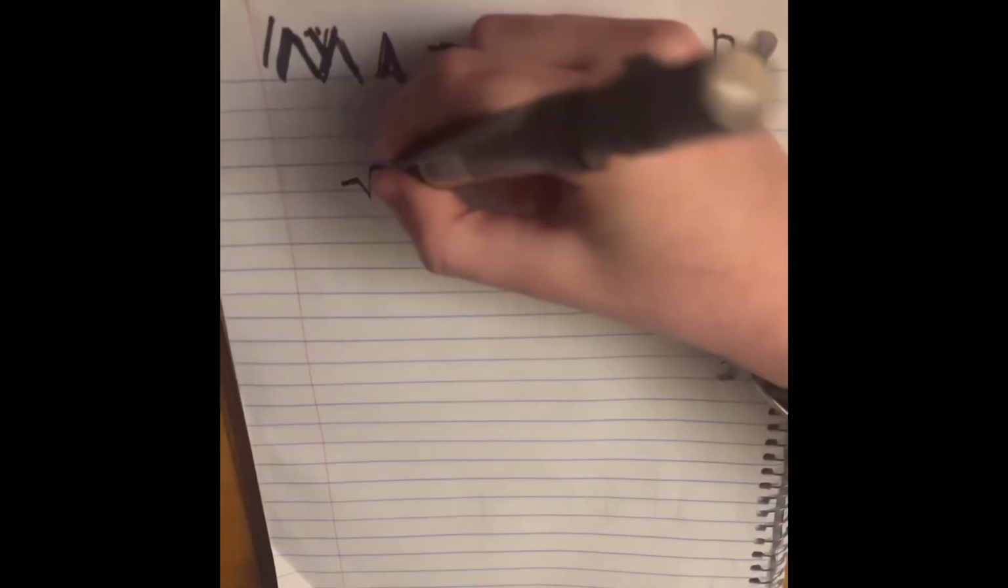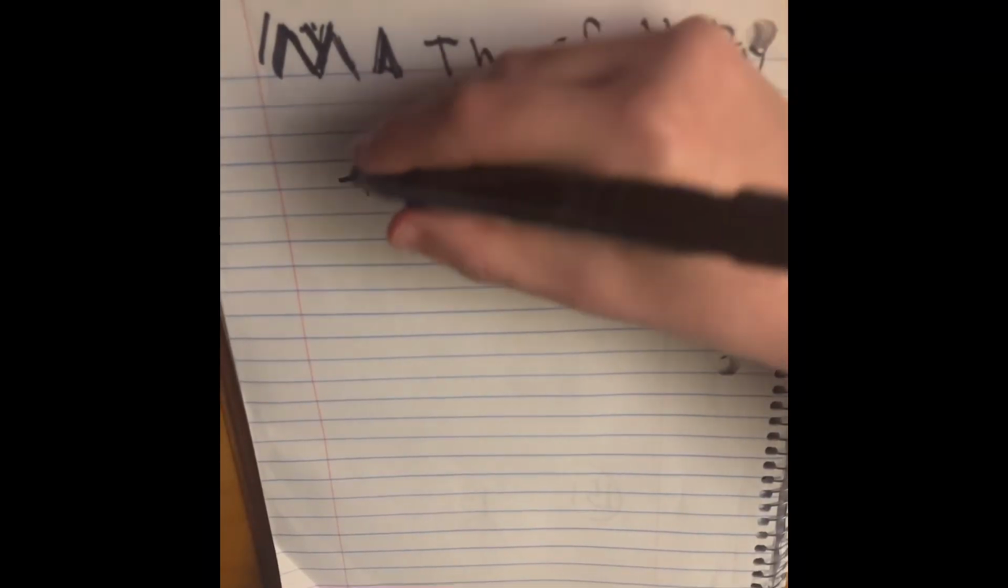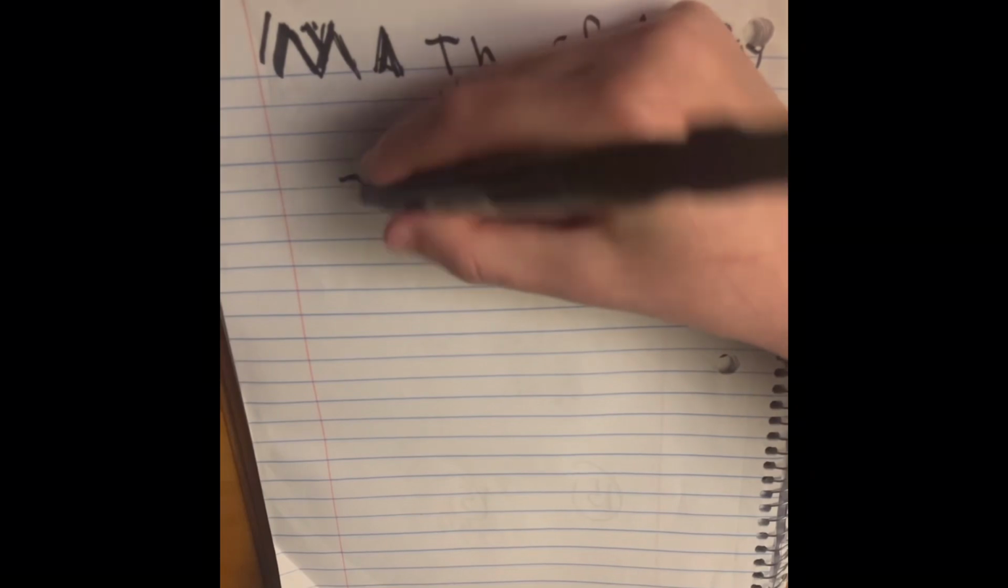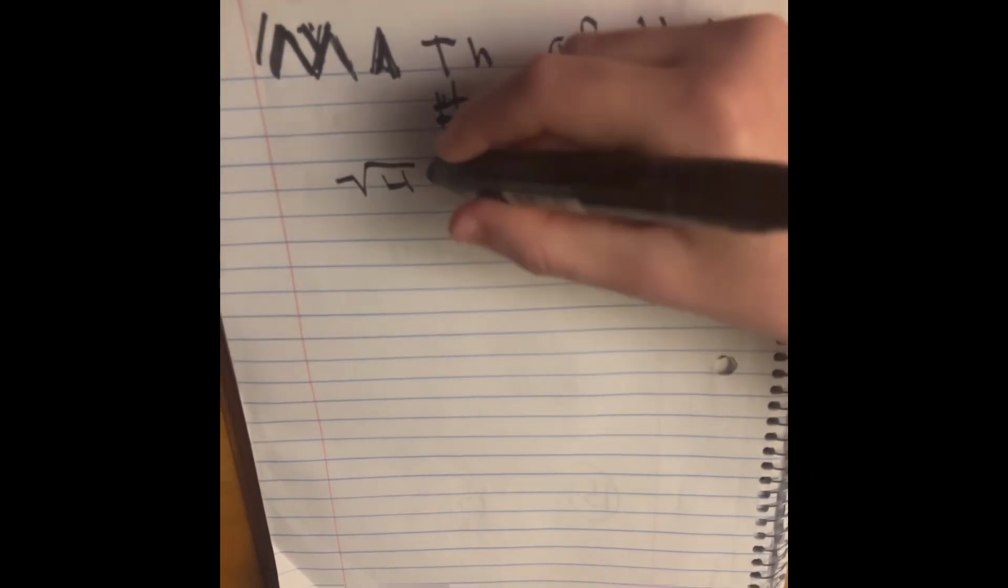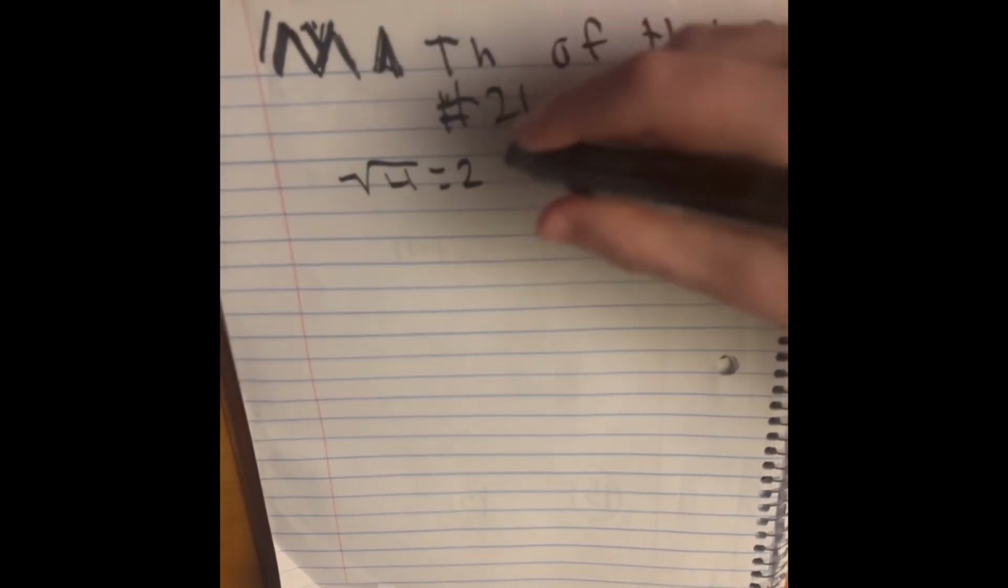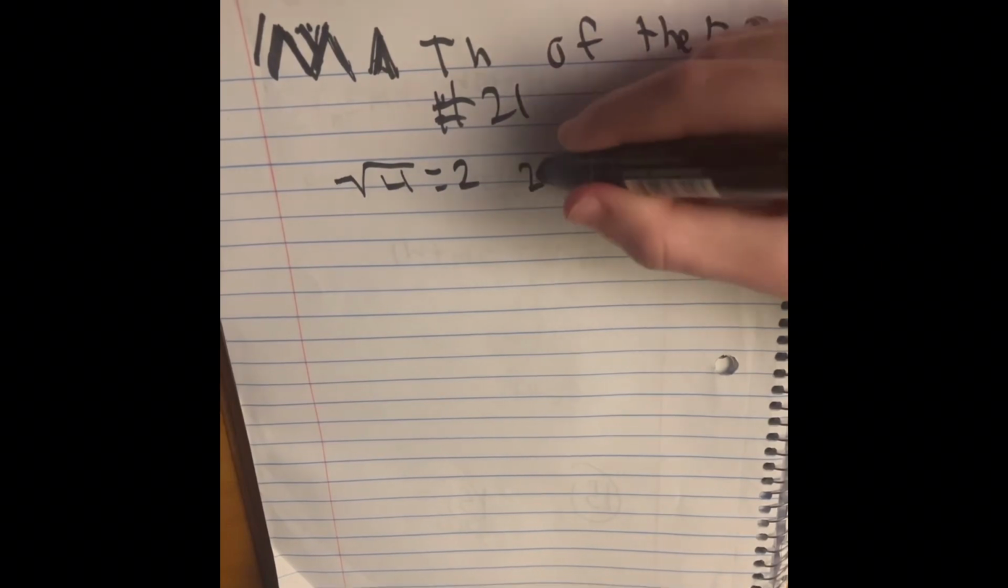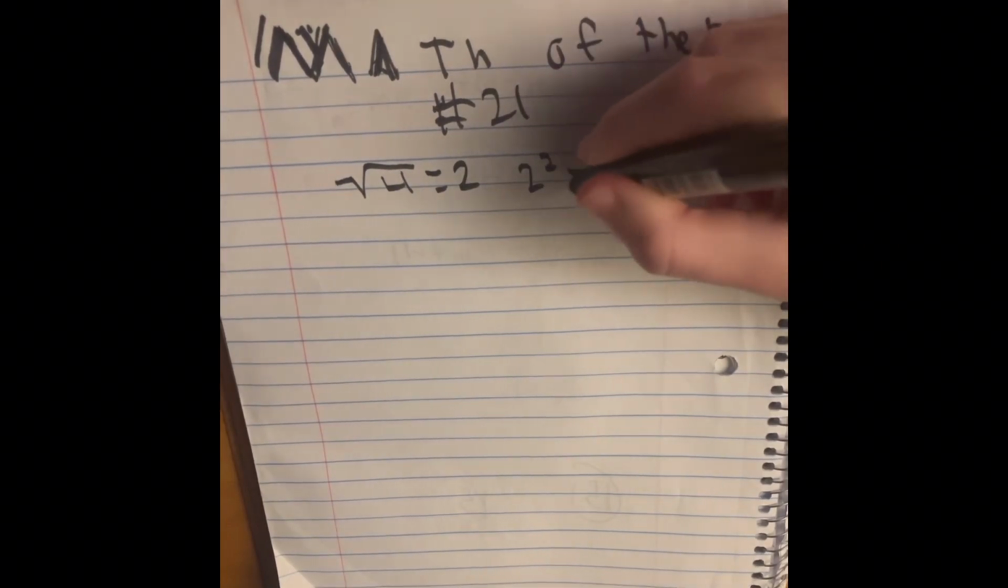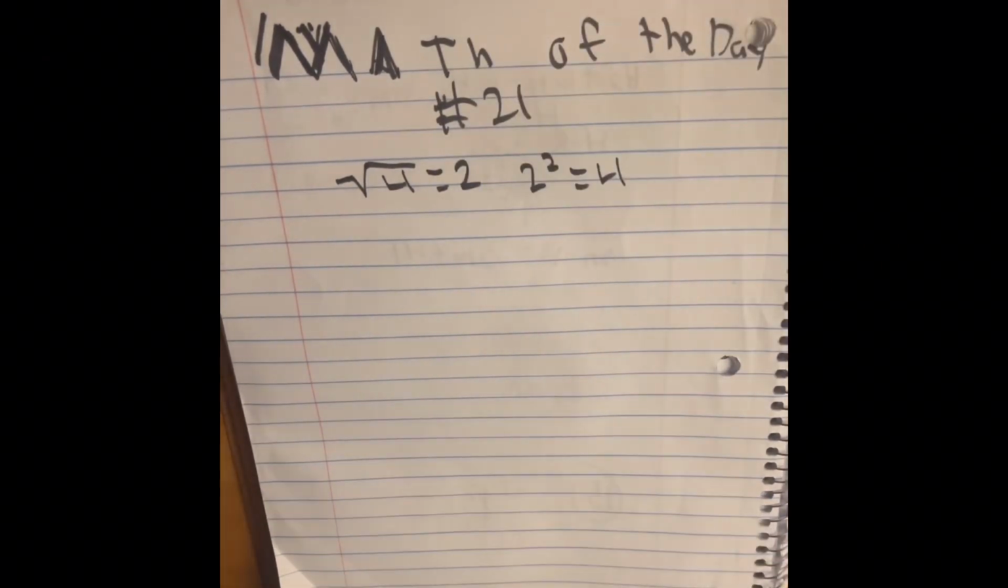equals 4. The square root, which can be represented by this, which is called a radical, is 2 because 2 squared equals 4.